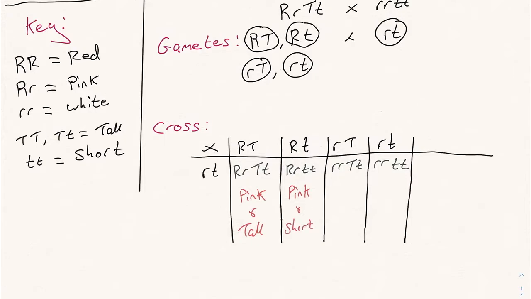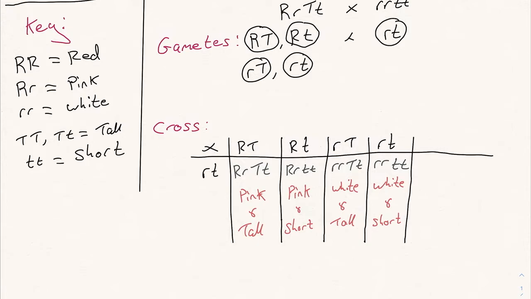Over here we have, let me see, we have white. And tall. And over here we have white. And short. Again, you just keep going back to this key over here and figuring out what you have over here. Okay, so again, the key really does help.